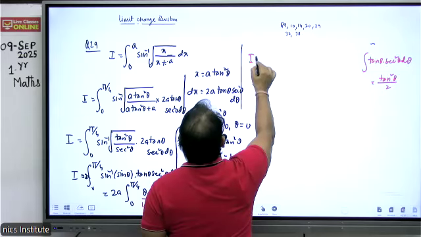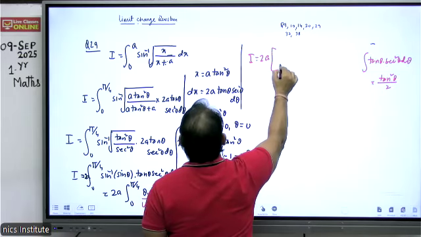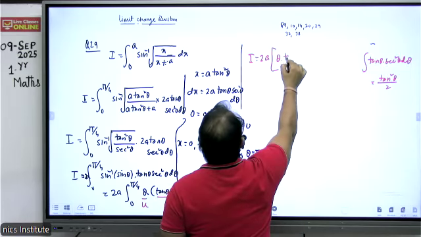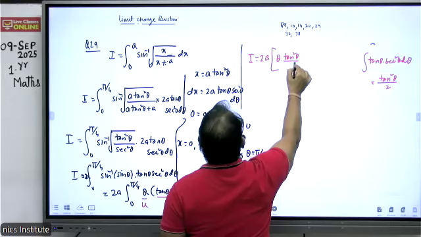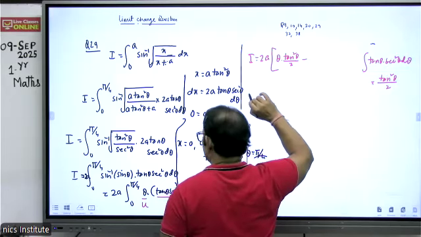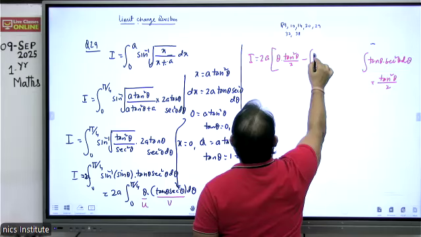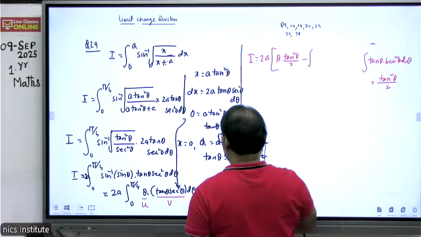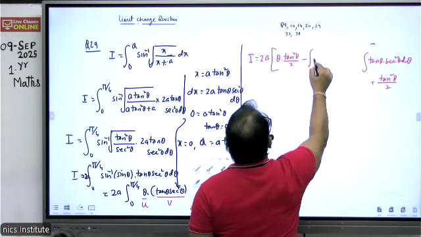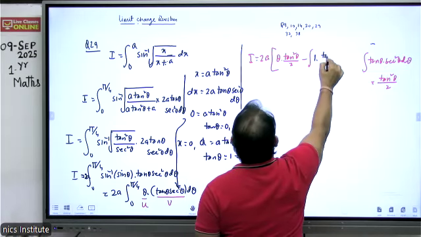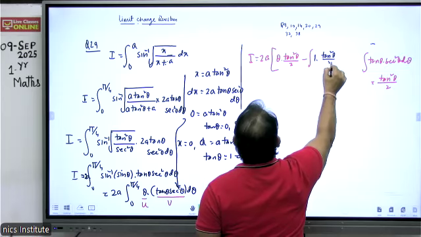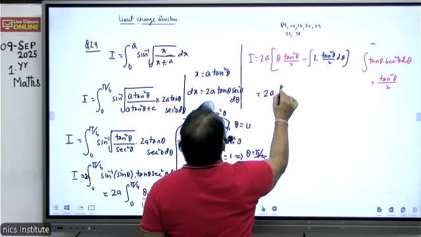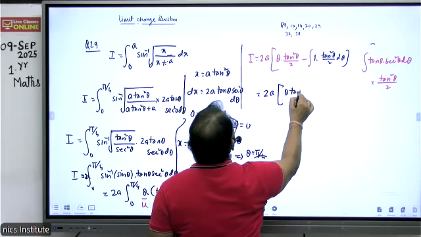So integration by parts. Theta as it is. Integration of this is tan square theta by 2. Then differentiation of theta is 1. And this is tan square theta by 2 d theta. So 2a, theta tan square theta by 2.